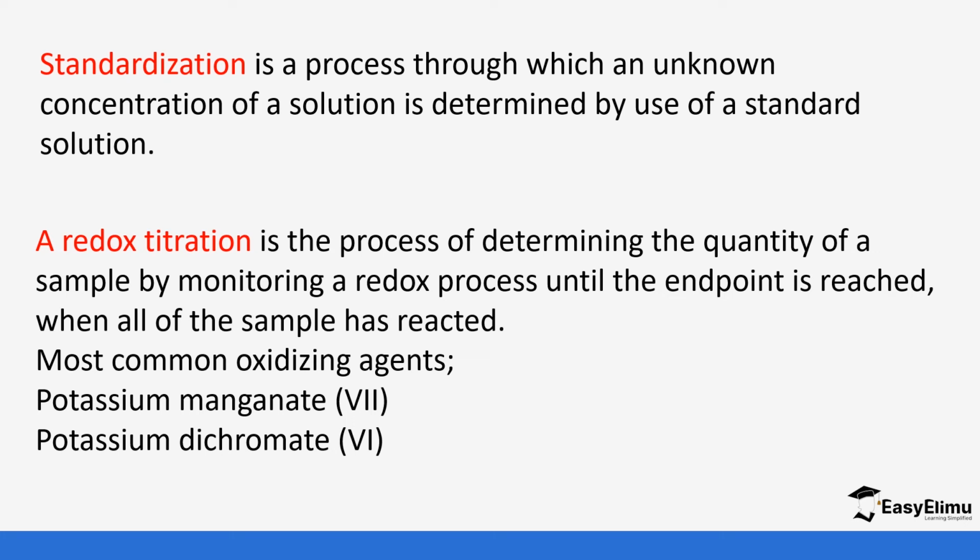So when you look at a redox process, we are reacting two substances that undergo oxidation and reduction at the same time. And the most common oxidizing agents are potassium permanganate 7, which is purple in color, and potassium dichromate 6, which is yellow in color. So when this redox reaction occurs, these colors usually change. For the potassium permanganate 7, it turns to a colorless solution, while potassium dichromate 6 changes to a green solution. So they are oxidizing agents, so it means they are reduced in the process.